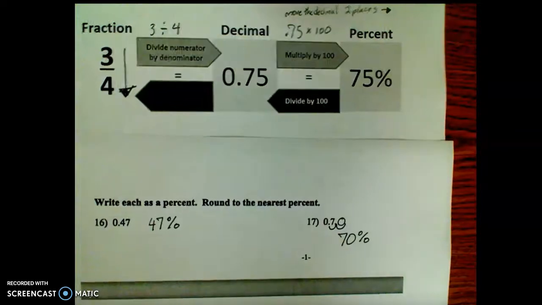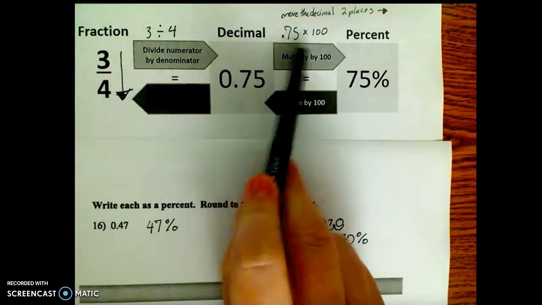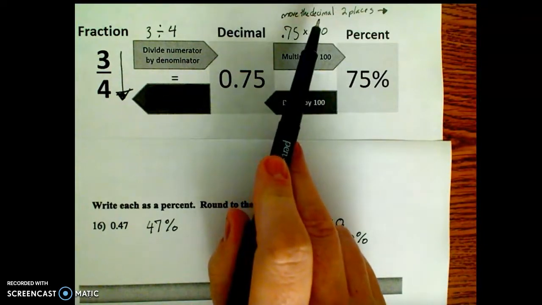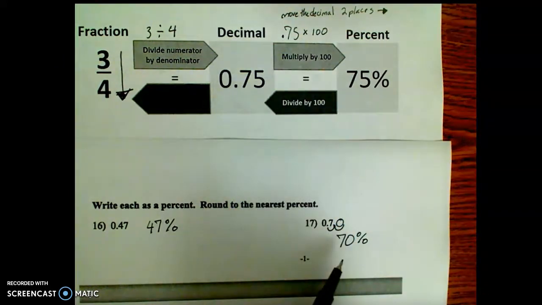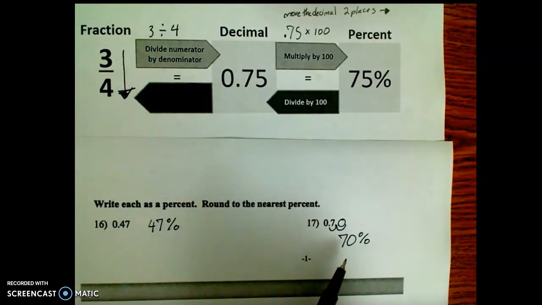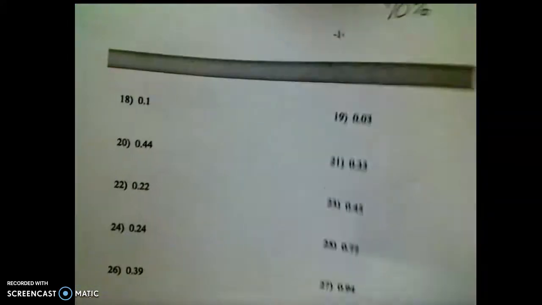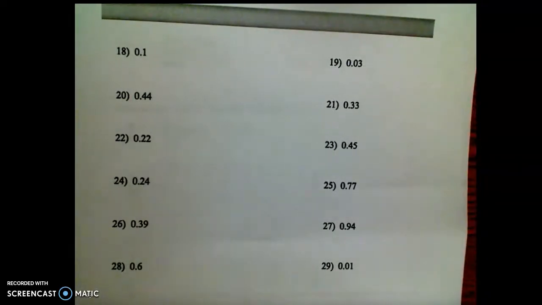So, you can use either method that you feel comfortable with. You can multiply by 100, or you can move the decimal 2 places as your shortcut. Either way, you should end up with a correct percentage. Please finish number 18 through 29, and then go check your answers, and then come back to the video.